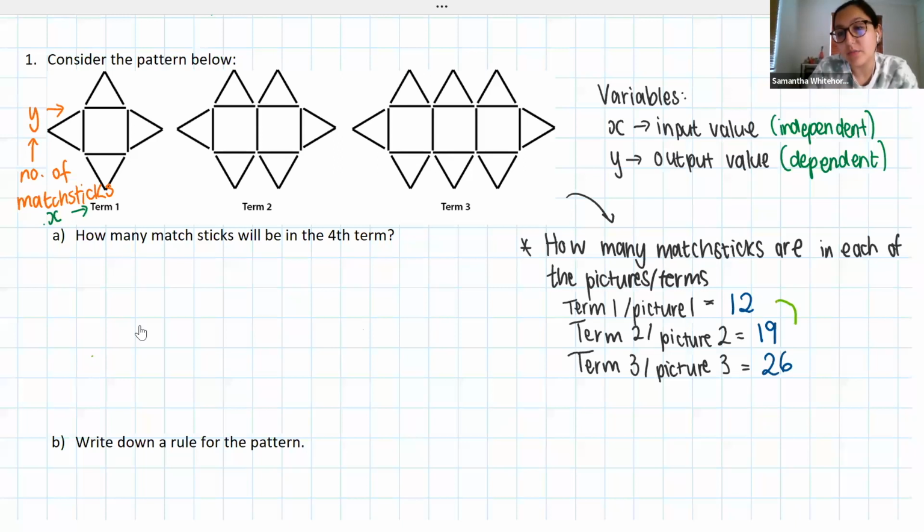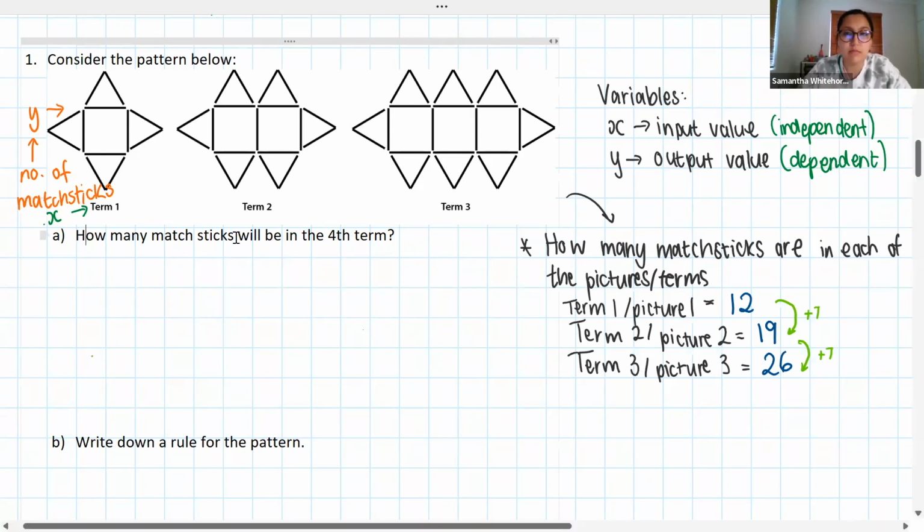So I can see that from 12 to 19, I've added 7. And from 19 to 26, I've added 7. So my number pattern, or the pattern that I've created with my matchsticks, is that I'm adding an extra 7 matchsticks each time I build a new picture or a new term. So that makes the first question that I have actually asked here quite easy, right?